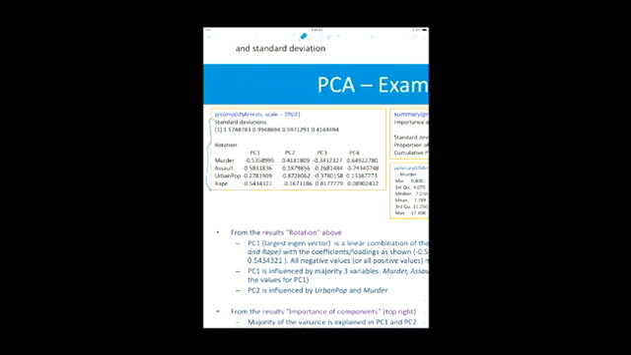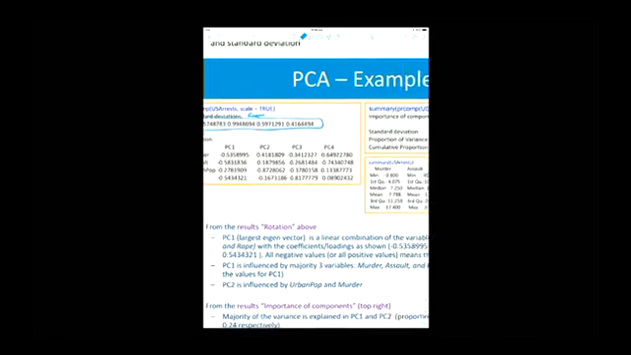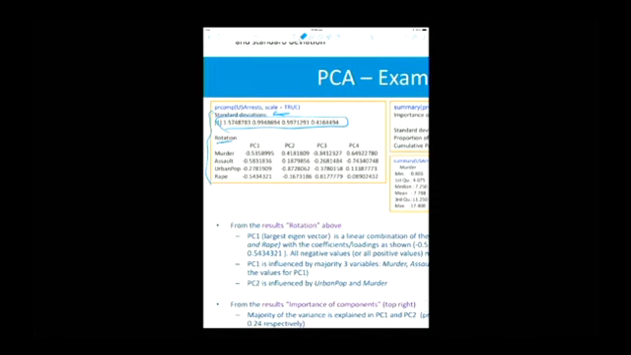The first one shows the standard deviations. Basically, these are the eigenvalues. Okay? Then the rotation. So rotations means these are the eigenvectors. Principal component 1, principal component 2, principal component 3, principal component 4. Okay, so remember the PCA is basically doing the rotation and projection, that's all.